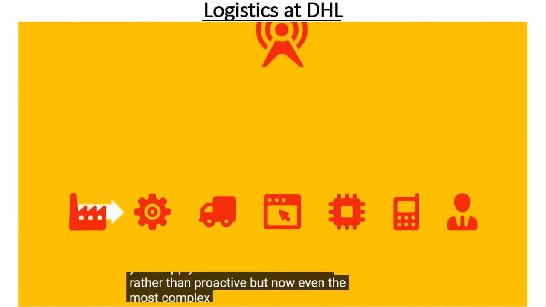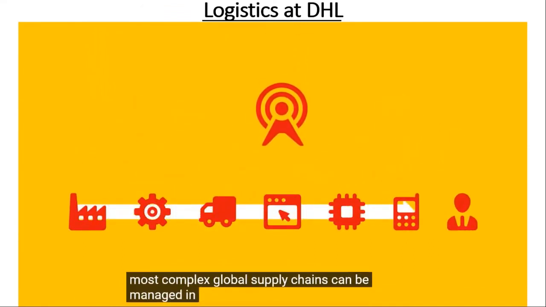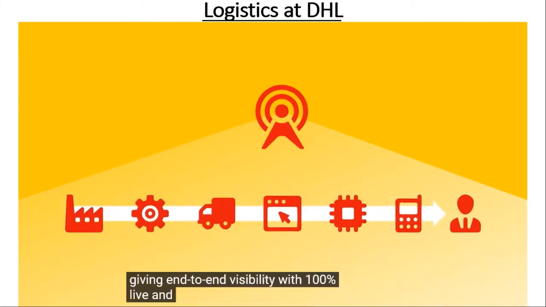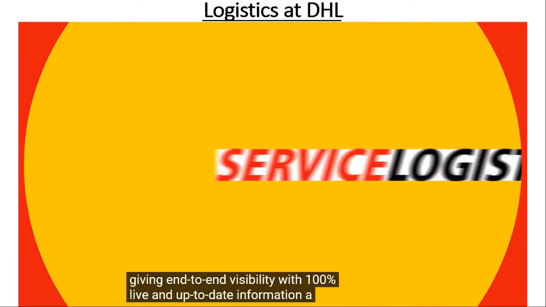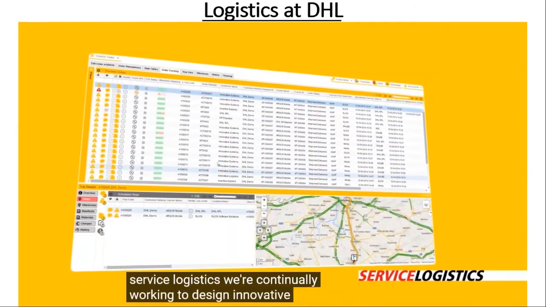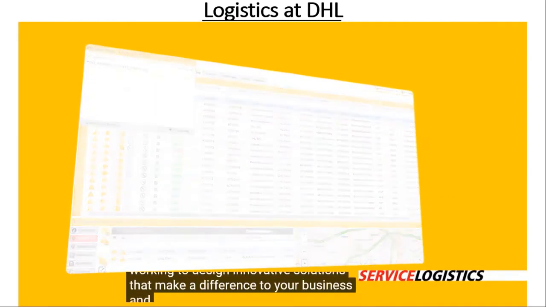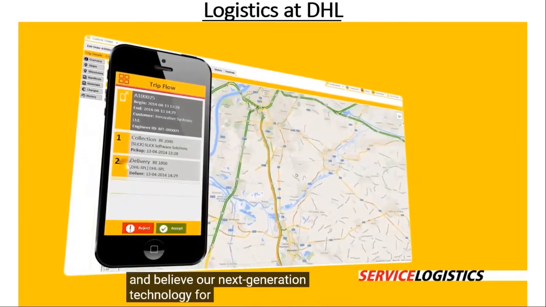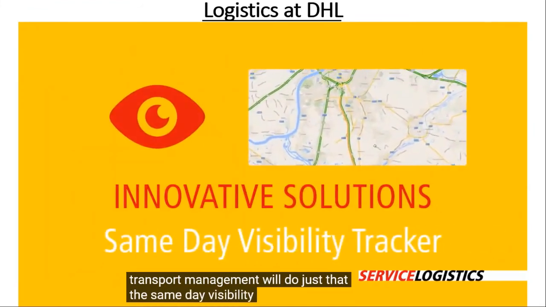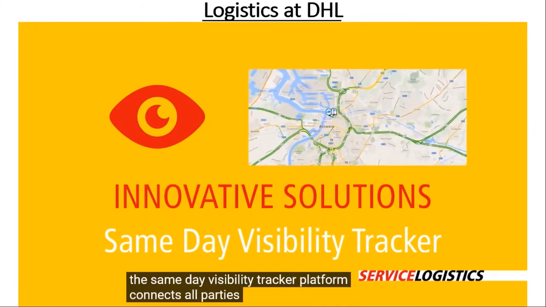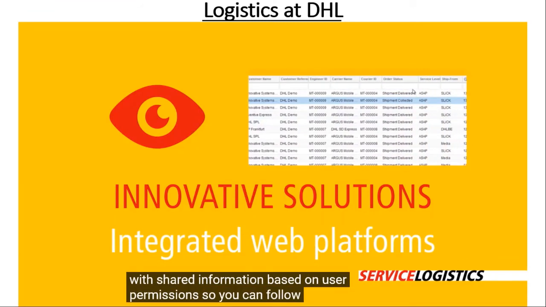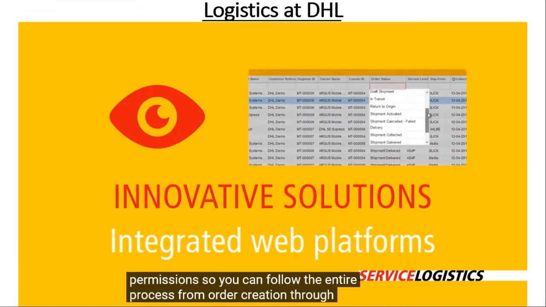But now, even the most complex global supply chains can be managed in one collaborative platform, giving end-to-end visibility with 100% live and up-to-date information. At DHL Service Logistics, we're continually working to design innovative solutions that make a difference to your business, and believe our next-generation technology for collaborative same-day transport management will do just that. The same-day visibility tracker platform connects all parties into one system, with shared information based on user permissions, so you can follow the entire process from order creation through to final delivery.